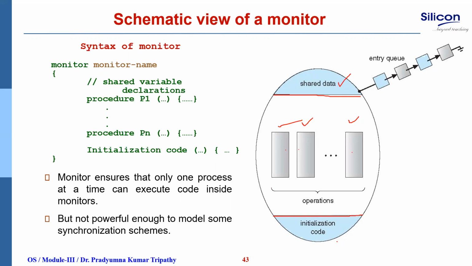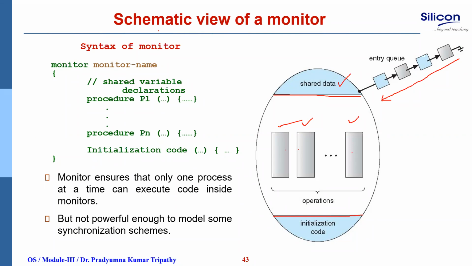Correct? Just think of how much it resembles a class. A class has data members, methods, constructor. Here the monitor has shared data, procedures or operations, and a code where the data members may be initialized, the initialization code. This is the entry queue outside of this monitor where the processes will enter. So one process can have access to this monitor at a time. Correct?